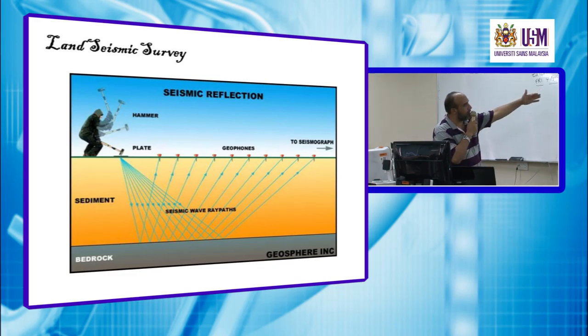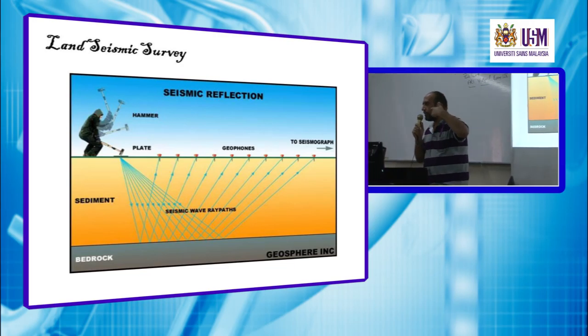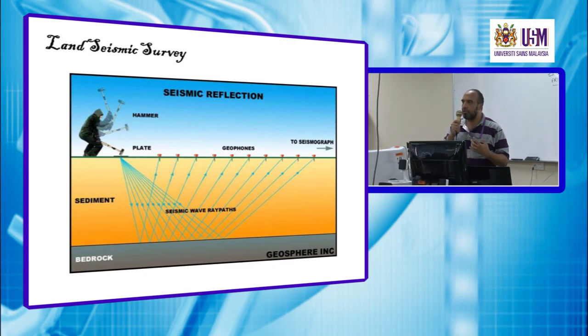Then the data recorded goes to the seismograph. So we have seismogram, and we have seismograph, and we have seismometer. Do you understand the difference between them? Seismogram is a display of recorded seismic data. Seismograph is the instrument itself, an instrument for recording seismic data. Seismometer is a geophone. Geophone is a special case of a seismometer. It's the conversion of elastic or mechanical vibration into electric signal.